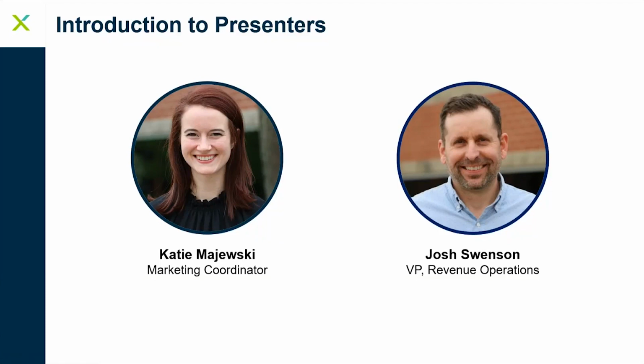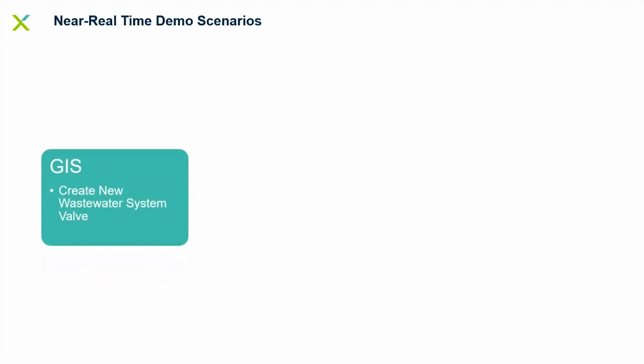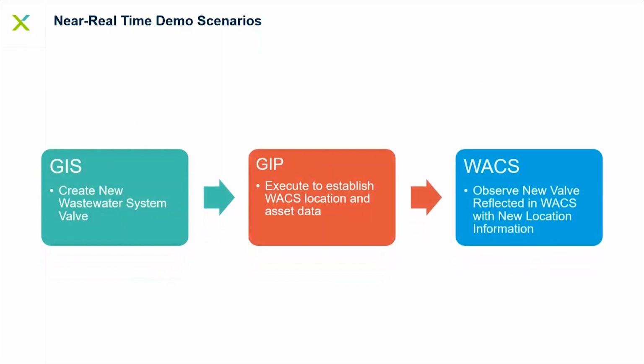Today, we will be showing a recorded demonstration from Jules, one of our software implementation specialists, walking you through a demonstration of a no-code integration between Oracle WACS and Esri ArcGIS. In our demo workflow today, we will create a new wastewater system valve in GIS, execute GIP to establish a WACS location and asset, and then lastly, see the new wastewater system valve as it's reflected in WACS with its new location.